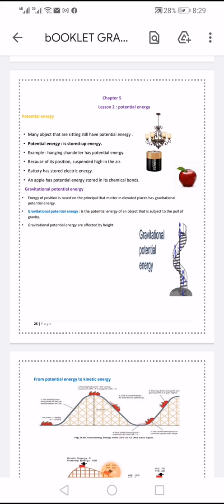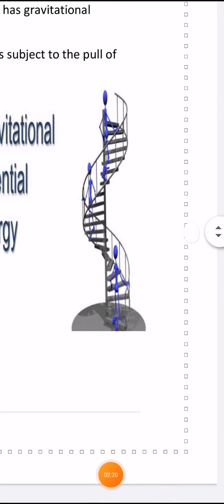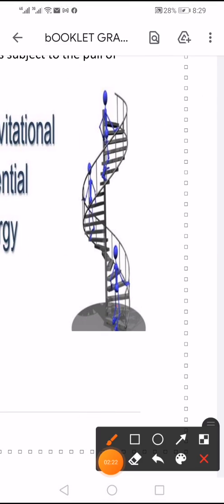Now look at this picture. Which person has more gravitational potential energy? The highest one. So the highest one has more gravitational potential energy.